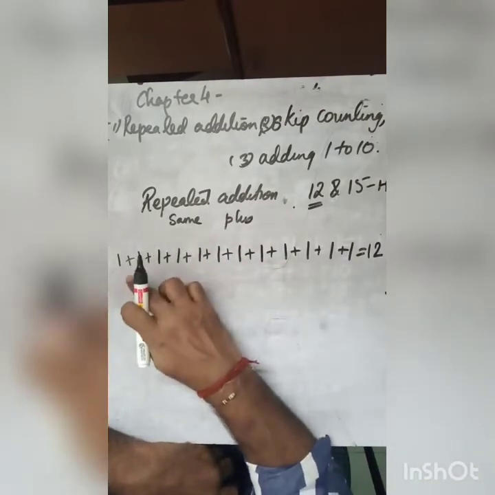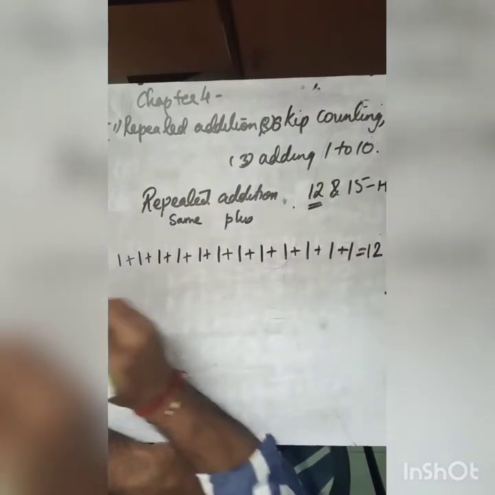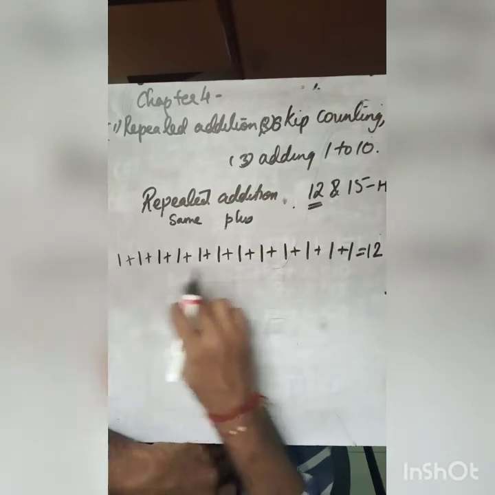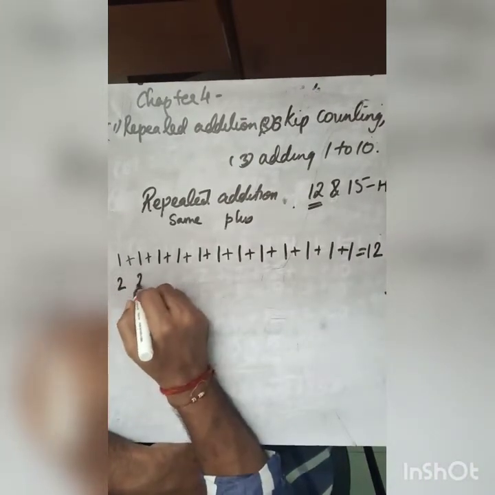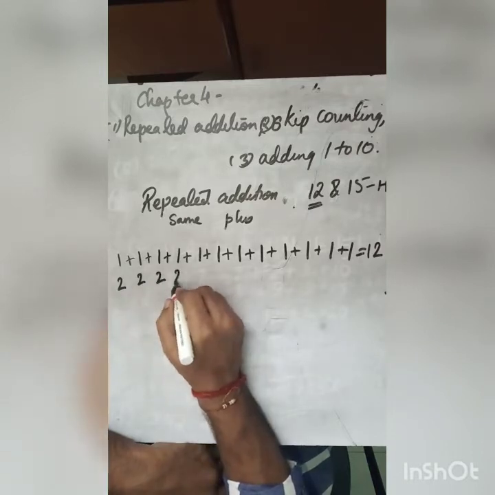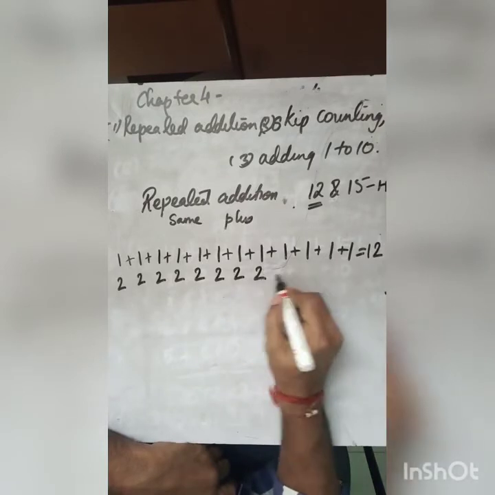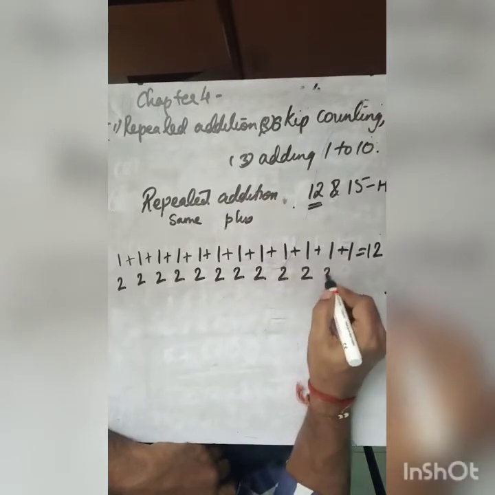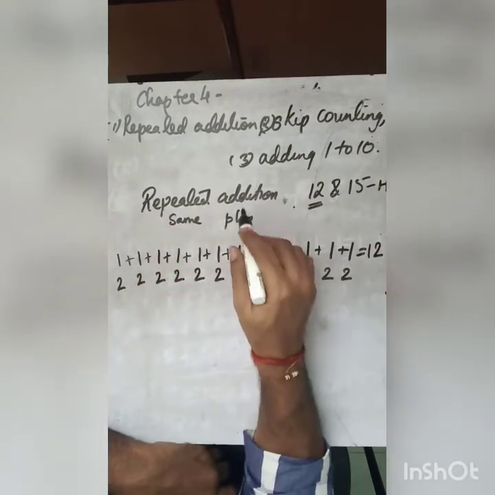repeated addition. First number is 1. 1 ke baad kya number kya hai? Yes, 2. So, mujhe abhi pura kiska series banana hai? I'll make the series of 2. That's 2, 2, 2, 2, 2, 2, 2, 2, 2, 2, 2, 2. Repeated, pura repeat kar diya. Uske baad kya? Addition.